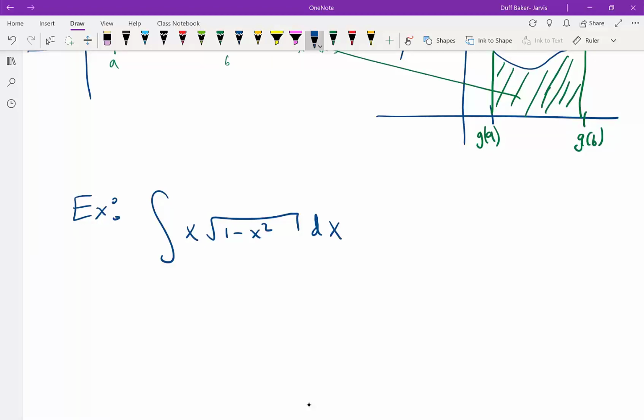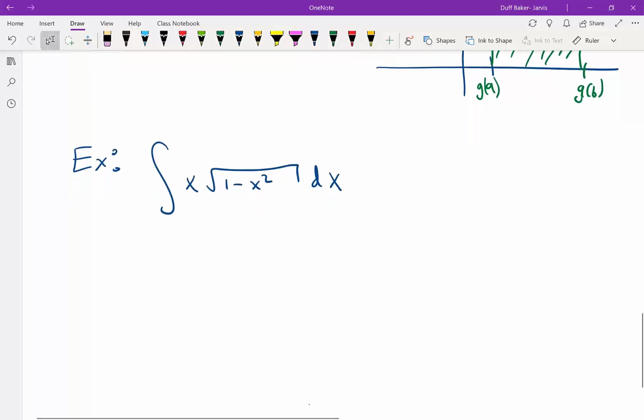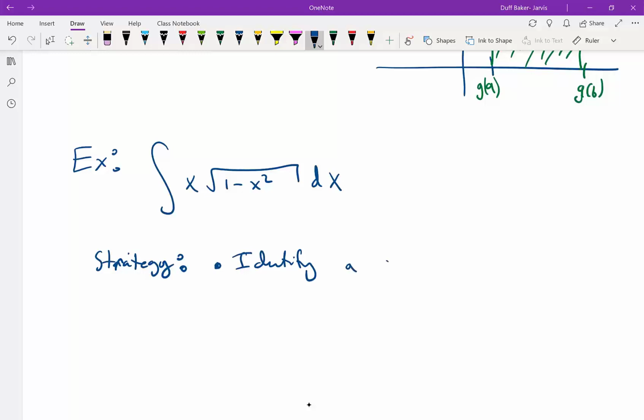And so the strategy, which I kind of said in words, is to first identify a g of x and g prime of x dx. So you need both of these to appear in your integral. You need the g of x that you chose, and then you need to have the derivative of it times dx to show up. There's a small caveat. This really only needs to work up to a constant.